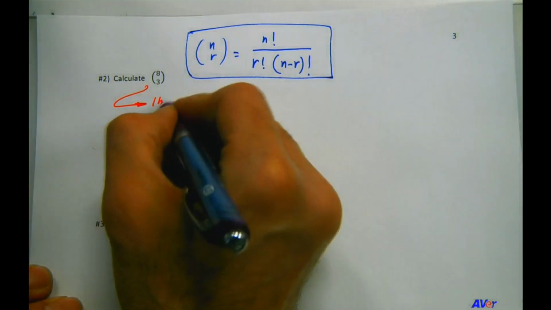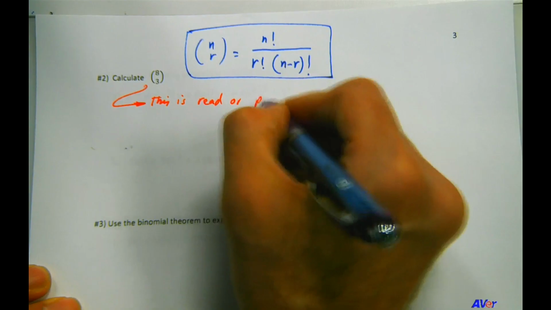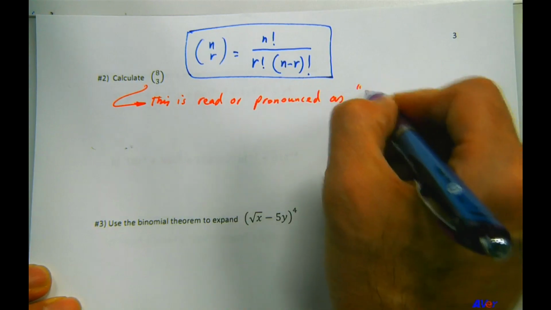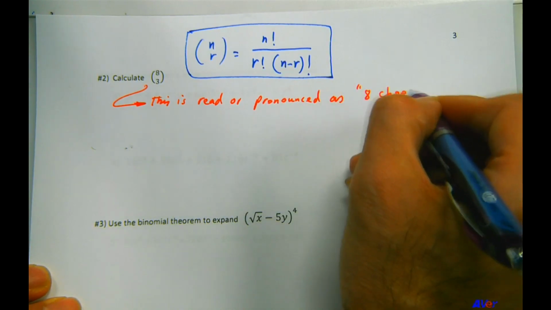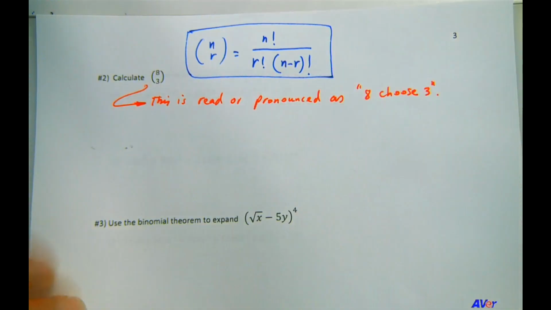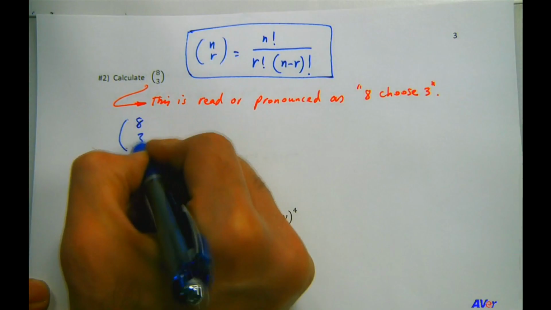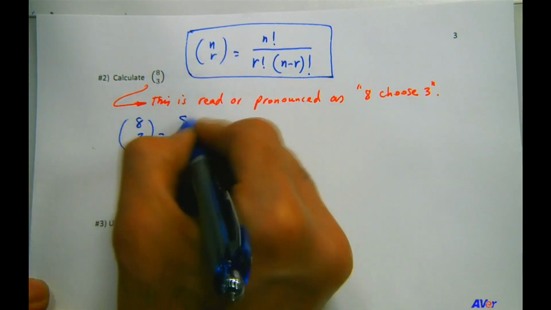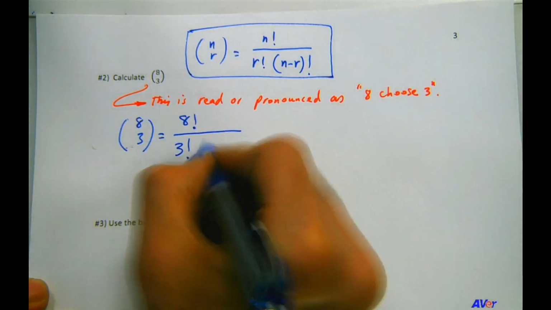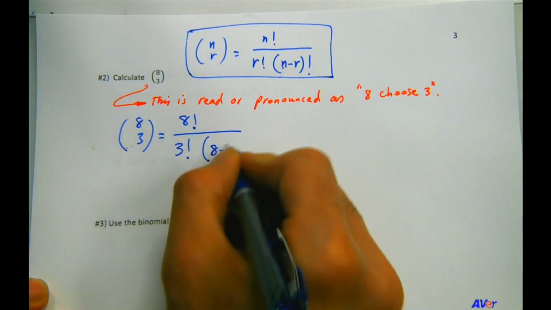This is read or pronounced as 8 choose 3. That's how we read that mathematical notation or symbol. All right, so let's plug in. We have 8 choose 3 equals n factorial, n is 8, divided by r factorial, so 3 factorial, times n minus r factorial, 8 minus 3 factorial.